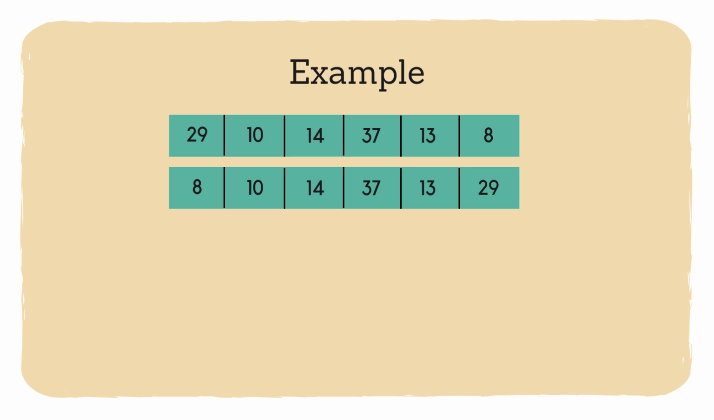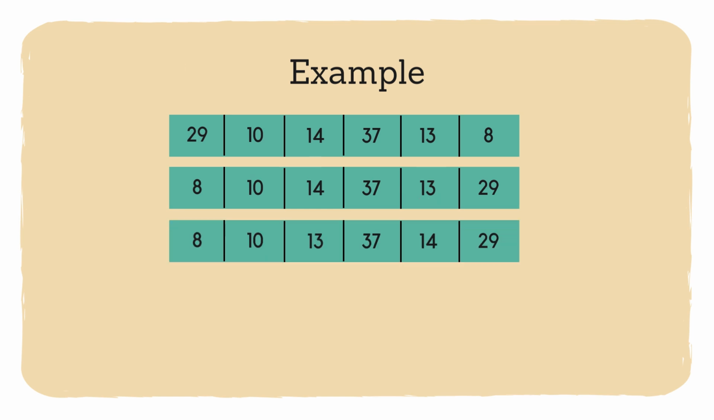Now we're going to look at the next element in our unsorted portion, which is 10. We're going to look to the right of 10. There is not any element that is smaller than 10, which means 10 is also in its right spot, and we don't need to do any swapping. So we're going to move on to the next element. The next element is 14. We're going to look to the right of 14 and look for any element that is smaller than 14. Hopefully you can see that 13 is the smallest element. And so once again, we are going to perform a swap, and we are going to swap the 14 and the 13. So now we have 8, 10, and 13 in our sorted portion.